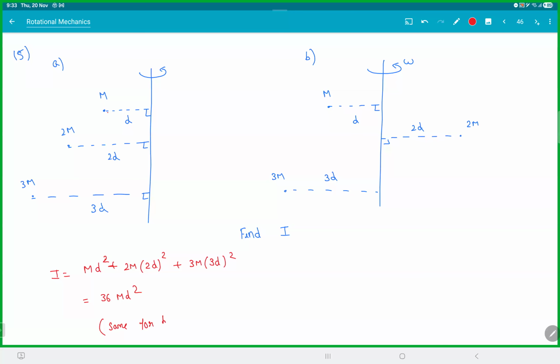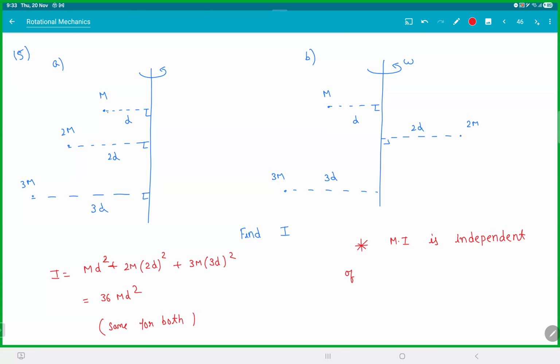So this is important. That means I really don't care how you keep the particles. What it depends on is only the perpendicular distance. As long as the distance is the same, it doesn't matter about the orientation. So moment of inertia is independent of orientation of particles. Whether you keep the particle at a distance of 1 meter in front of you, behind you, left side, or right side, it doesn't matter as long as the perpendicular distance is the same.